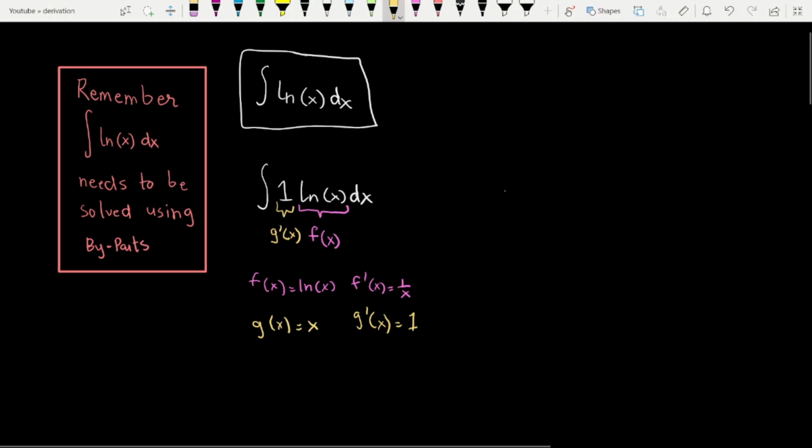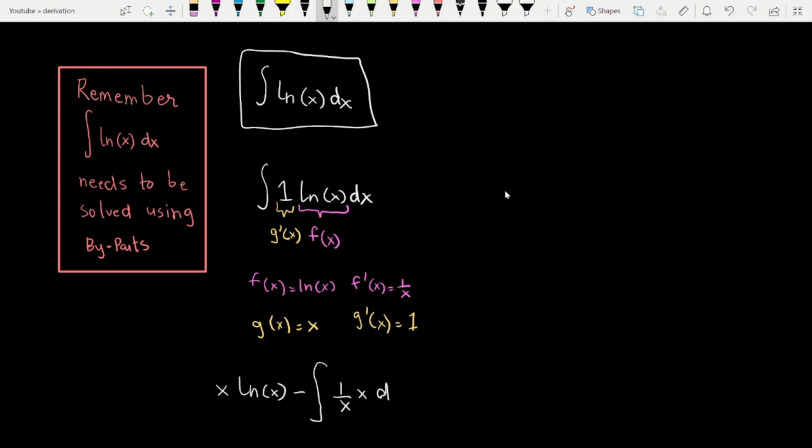Okay, and now you can go ahead and apply the formula, and that formula is basically going to be f of x times g of x. So that's going to be x multiplied by ln x, and then it's minus the integration of f prime of x multiplied by g of x dx. Okay, and you can kind of go ahead and see that this x is going to cancel out with that x. So all you're going to be left with is this thing. And what's the integration of 1? Well, it's just going to be x.